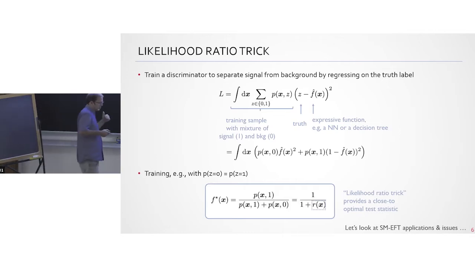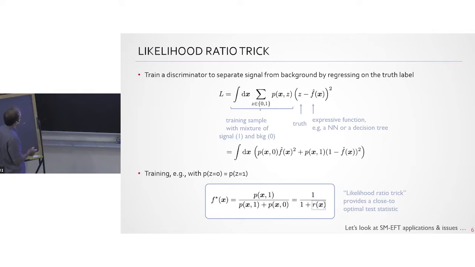We try to discern two hypotheses using data. We write down a loss function for a discriminator that depends on a model. X is the observables. C is a binary 0 or 1, which could be signal or background, and then we regress in some truth label.